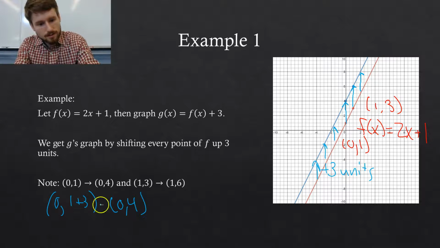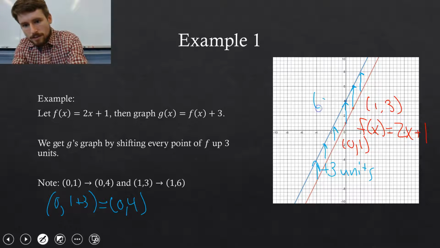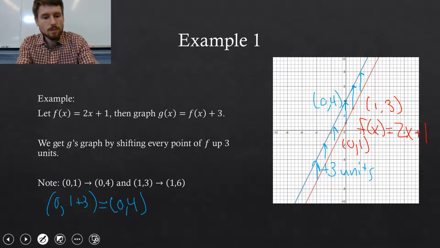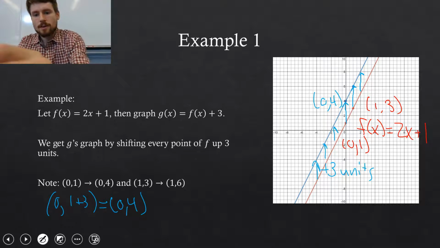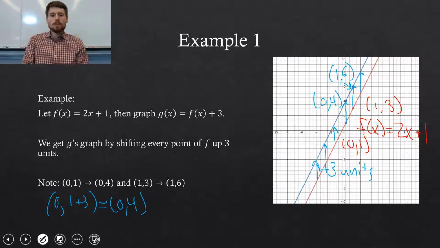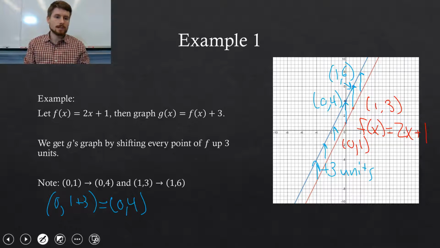So that's equal to 0, 4. And that's right there, this point up here, 0, 4. And similarly, if we took the point 1, 3, which was on our red graph, and added 3 to its y value, you're going to get 1, 6. This is 1, 6 right there. Okay? So all those points, every single one of them gets moved up 3 units by g in this case.